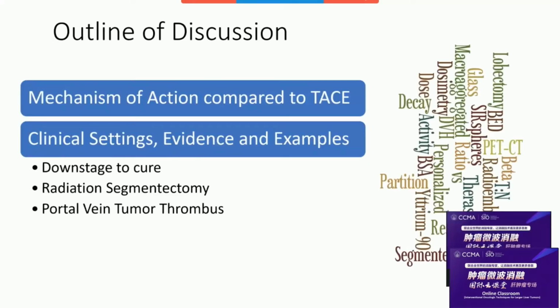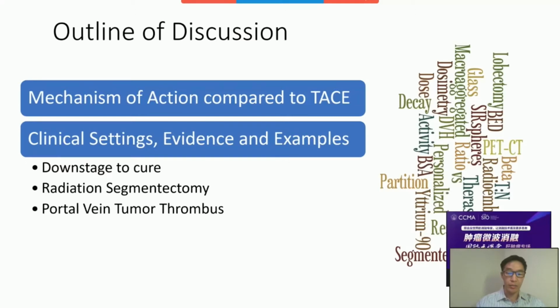So in the next 25 minutes, I'd like to introduce you to the concept of SIRT and initially compare SIRT to TACE, which many of you are familiar with and is available to you. And then from there, launch into a discussion of the clinical settings, the evidence, and some case examples, in particular in these situations: downstage to cure, which includes ablation, surgical resection, or transplant, the concept of radiation segmentectomy, as well as the presence of PVTT or portal vein thrombosis.